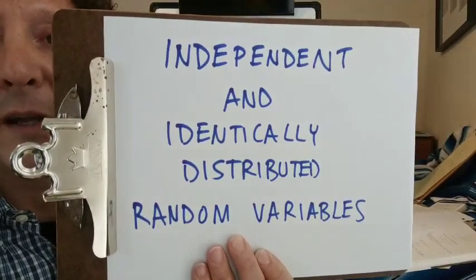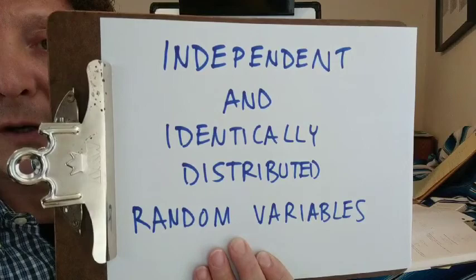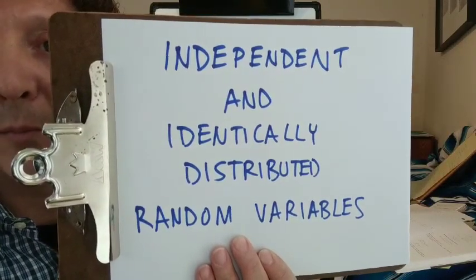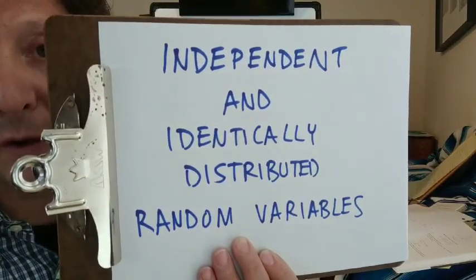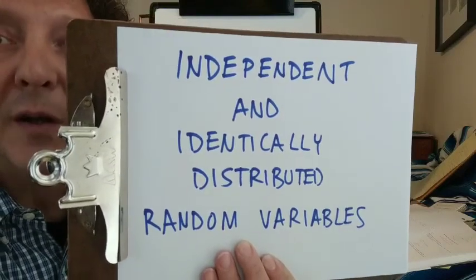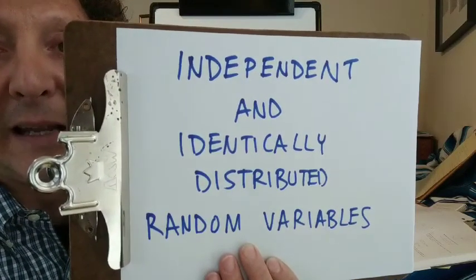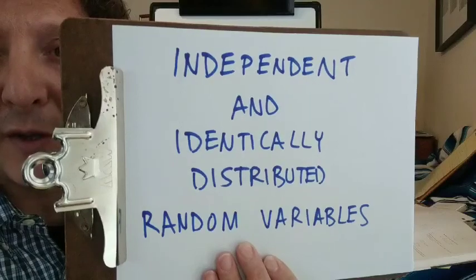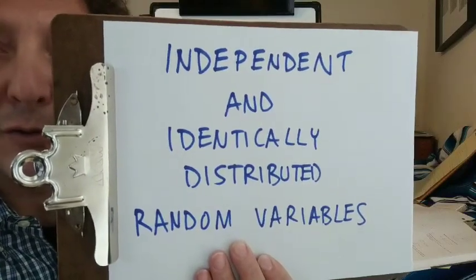We've mentioned that exchangeable random variables are identically distributed, but identically distributed random variables aren't necessarily exchangeable. Now let's look at independent and identically distributed random variables and see how these random variables relate to exchangeability.